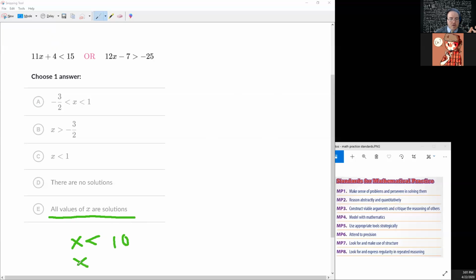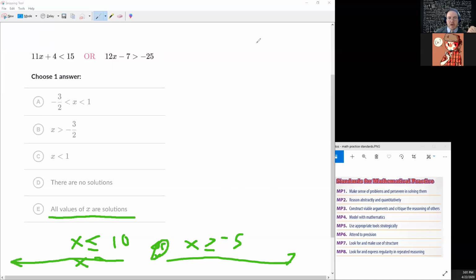and x was less than or equal to 10, or x was greater than or equal to, I don't know, like -5, that'd be all numbers. It'd be all numbers going this way. It'd be all numbers going this way. It'd have to have an or in the middle though. Anyway, so it's possible. Let's try another one.